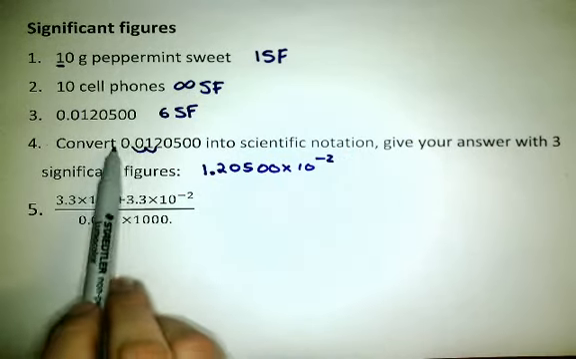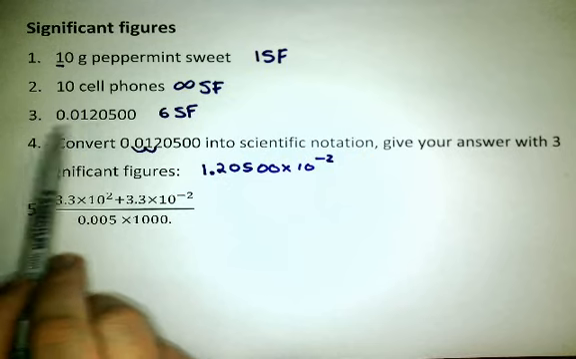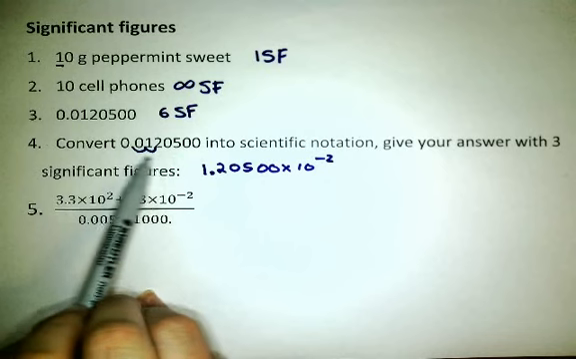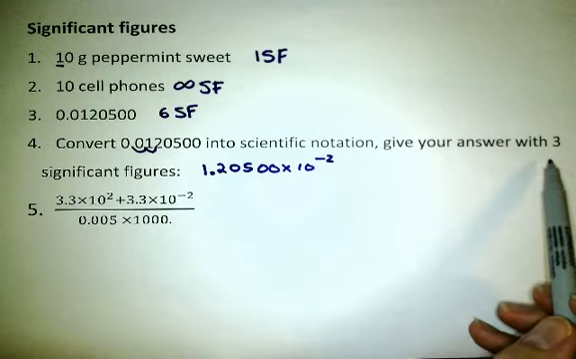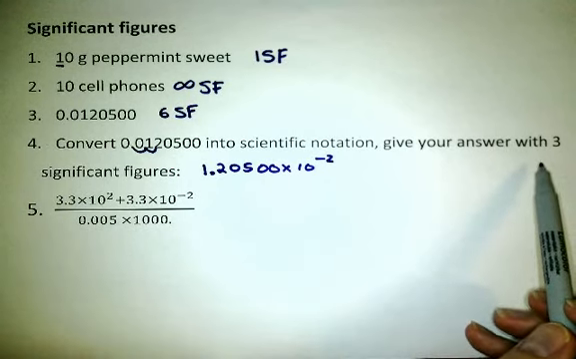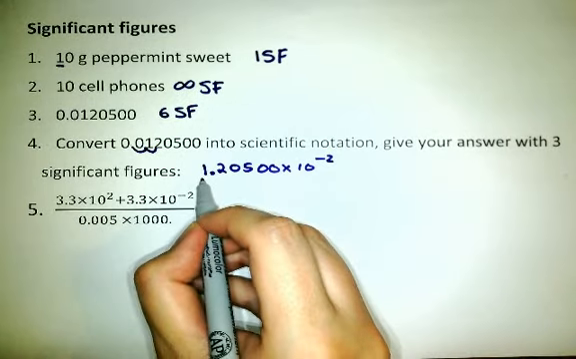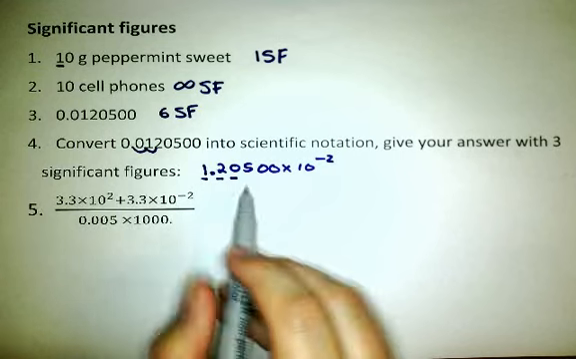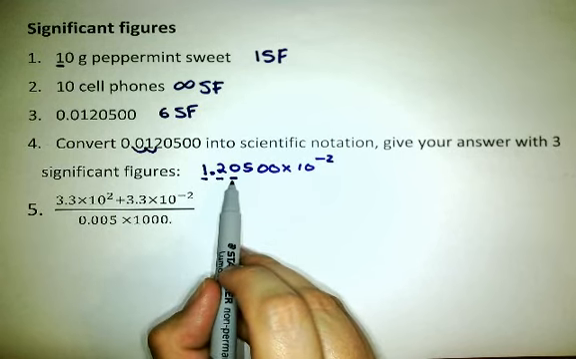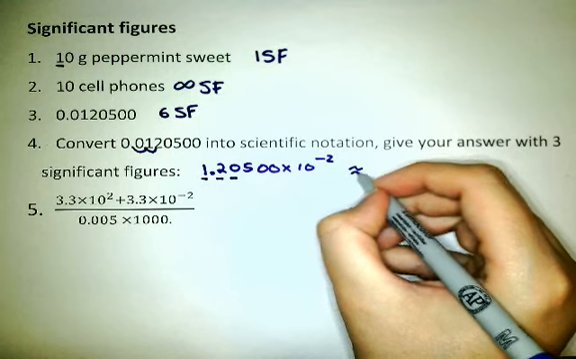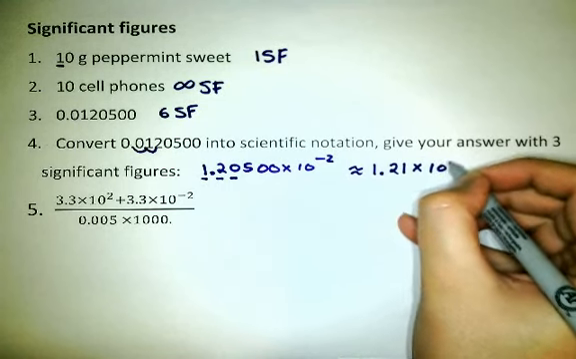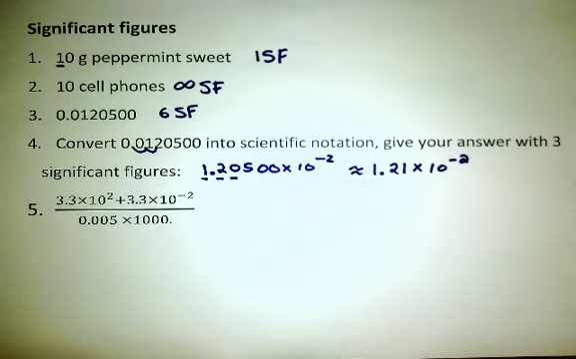How many significant figures did we have originally? This was the same figure from question 3, so we had 6 significant figures originally, and they're asking us to give our answer to 3 significant figures. So let's count 1, 2, 3. That would be 3 significant figures. Do we round up or stay the same? In this case, we round up. 1.21 times 10 to the minus 2 would be your final answer.